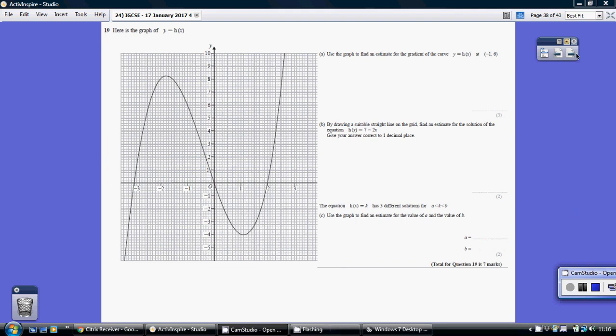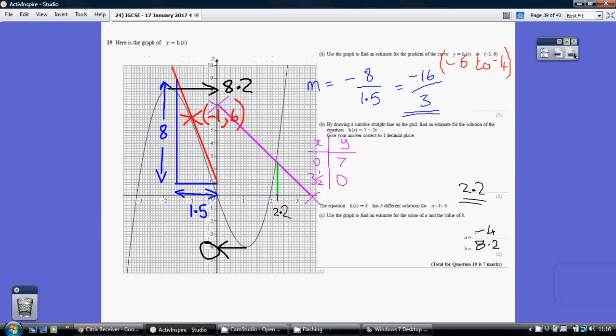Question 19. For part A, we're being asked to use the graph to find an estimate for the gradient of the curve at (-1, 6). So let's find the point (-1, 6), which is here. We've got to find an estimate for the gradient of the curve here.